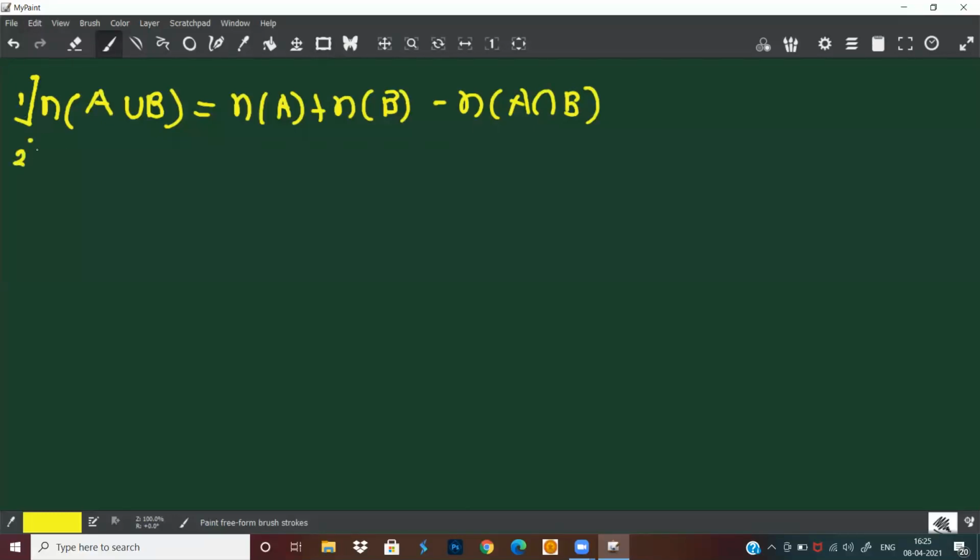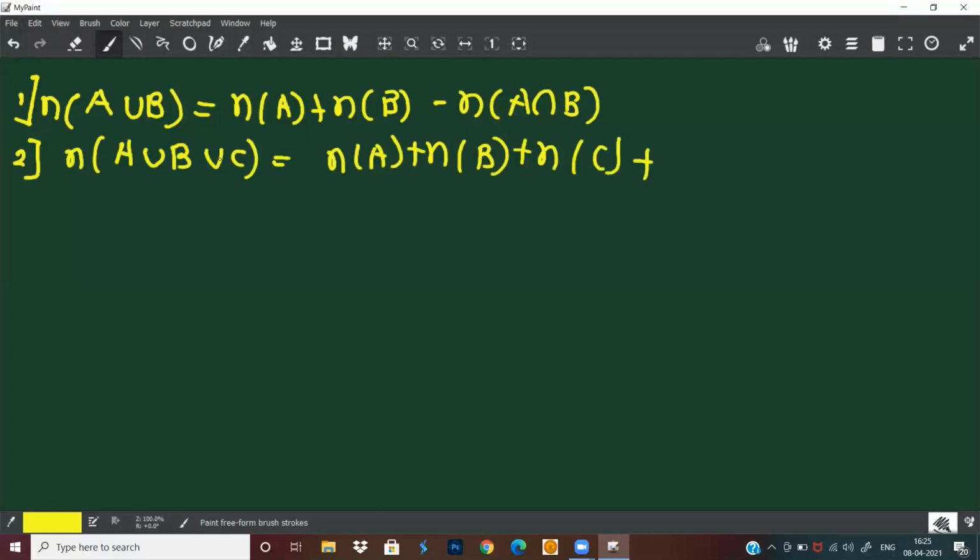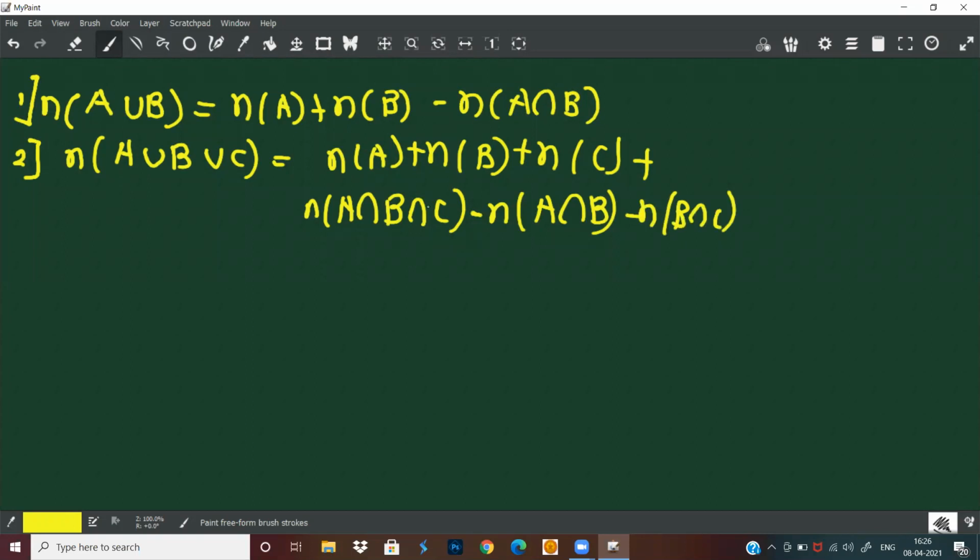Then if you have got 3 sets, then N of A union B union C is N of A plus N of B plus N of C. सारे plus वाले हम लोग पहले लिख रहे हैं. Plus N of A intersection B intersection C. एक सिंगल वाले और all 3 वाले plus, दो वाले minus: N of A intersection B minus N of B intersection C minus N of A intersection C.